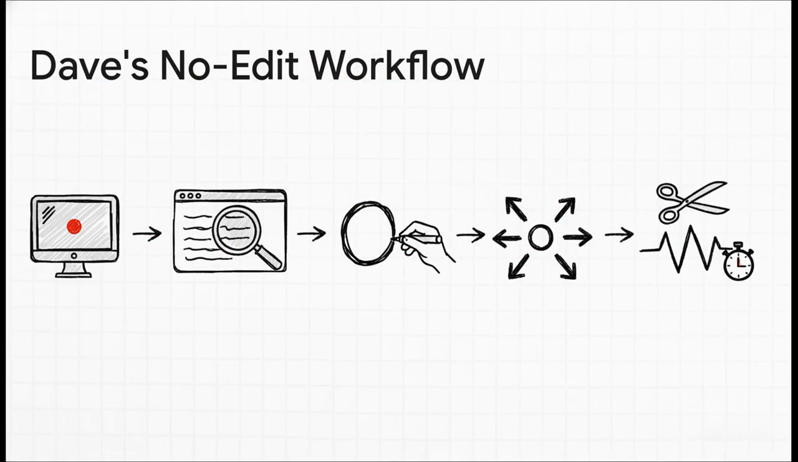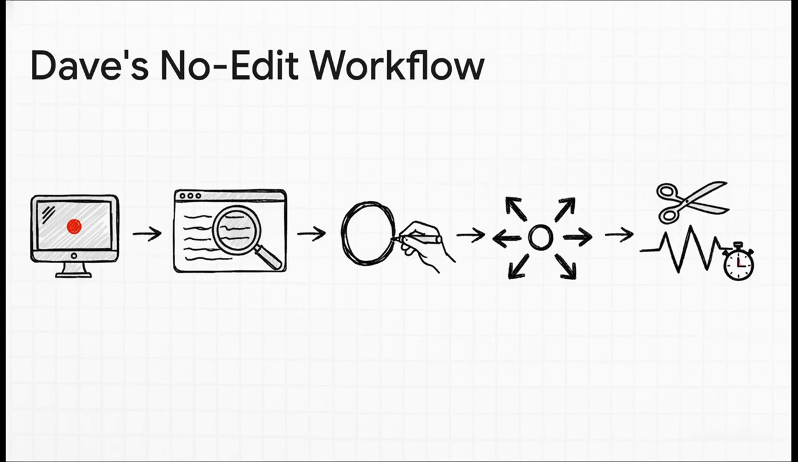Let's break down Dave Lee's exact no-edit workflow. First, you open up your coding environment and start recording in OBS. Next, as you explain a concept, you use TuringShot to manually zoom into the specific block of code you're talking about. While you're zoomed in, you can draw circles, underline text, or drop in labels live while you're talking. Then, you simply zoom back out and keep going.